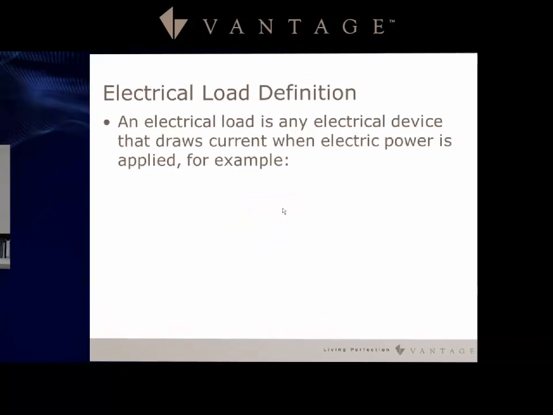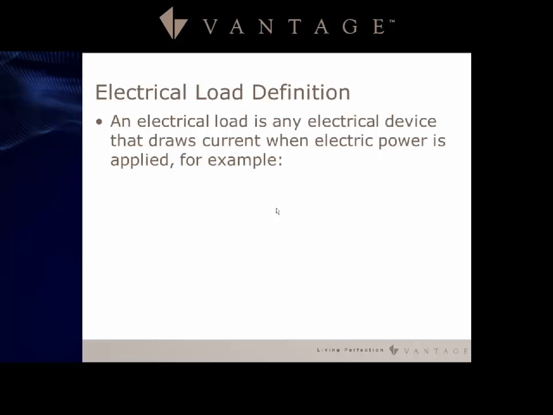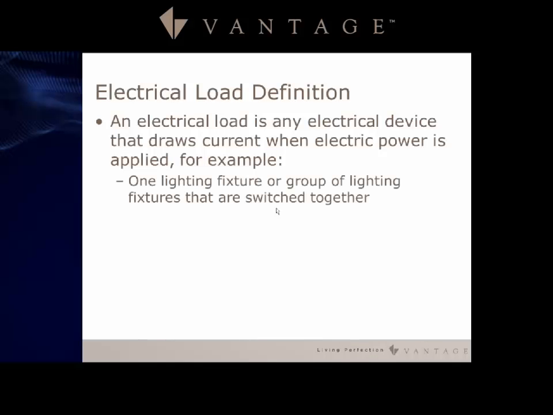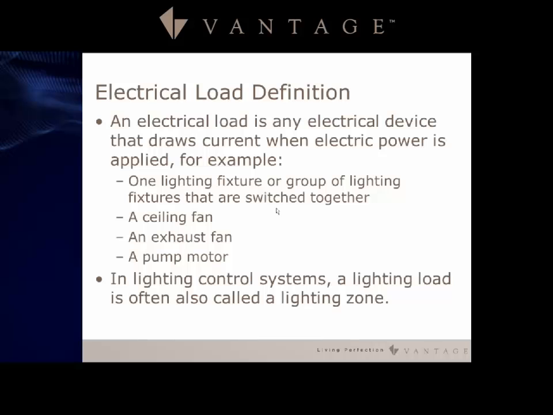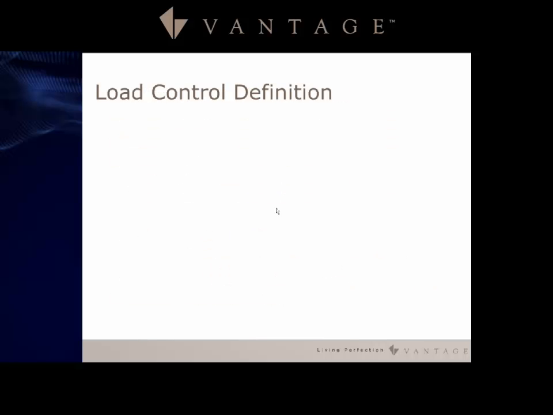Now, first off, let's talk about the definition of a load. An electrical load is any electrical device that draws current when electric power is applied. For example, one light fixture or groups of light fixtures that are switched together, a ceiling fan, an exhaust fan, a pump motor. In a lighting control system, a lighting load is often also called a lighting zone.